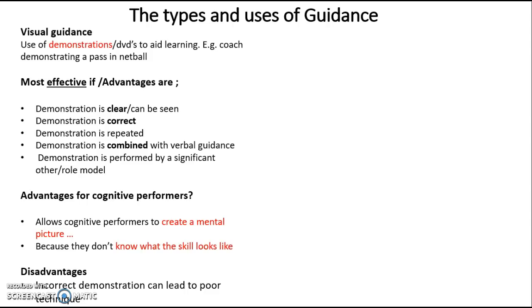Even at the top level, you see elite performers who have technical flaws that, probably due to the fact that they got a bad habit early in their lives, could insinuate that maybe the demonstration they received at the start of their sporting lives was poor. So if we go from there, that's your first section on visual guidance. Let's have a look at the second type, so verbal guidance then.